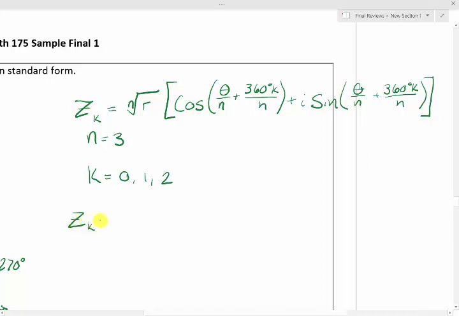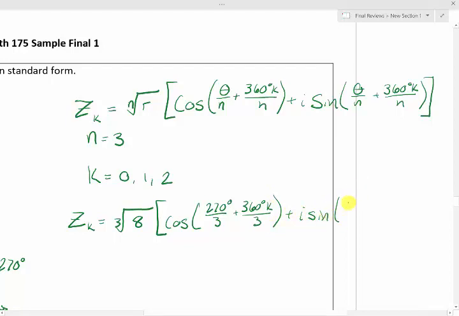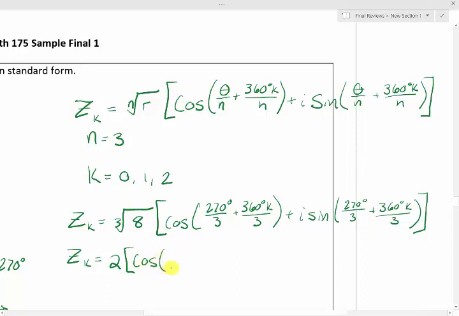So my z sub k is going to be the third root of my radius of 8 times the cosine of 270 degrees divided by 3 plus 360 degrees times k divided by 3 plus i sine of the same thing. And then we can simplify as much as possible before we start plugging in our k's. So z sub k equals, well, can I find the third root of 8? For sure. It's just 2. That's actually really nice for us. So I'm going to do 2 times the cosine. Well, 270 degrees divided by 3, that's 90 degrees. Plus, well, 360 divided by 3 is 120. So 120k.